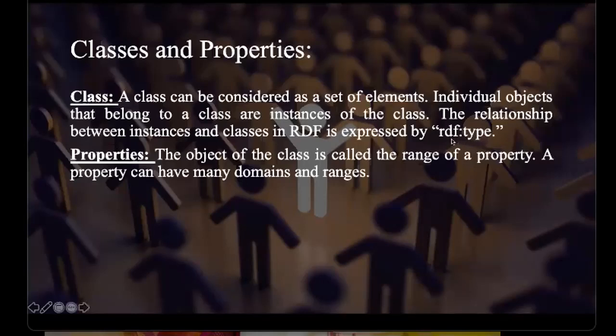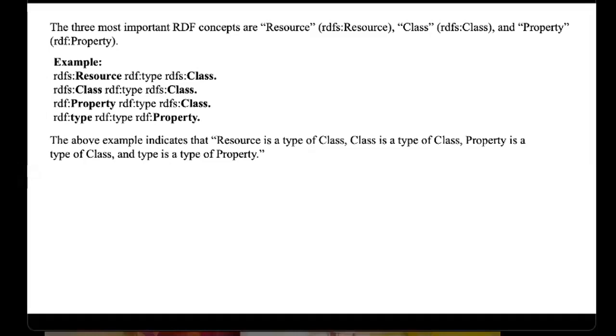An important use of classes is to restrict what can be stated in an RDF document using schema. When a relationship exists between two things, we can express it as a property. The subject of any property is the domain of the property. The object of the property is called the range of the property. A property can have many domains and ranges. The three most important RDF concepts are resource, class, and property.